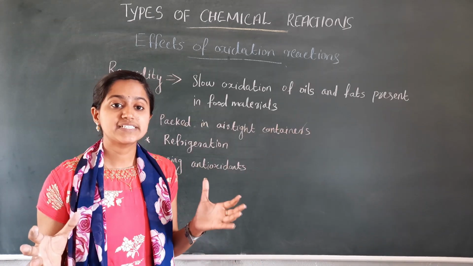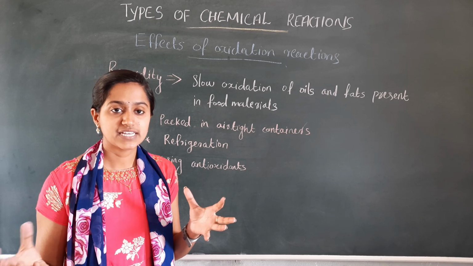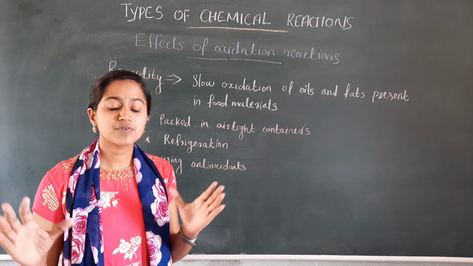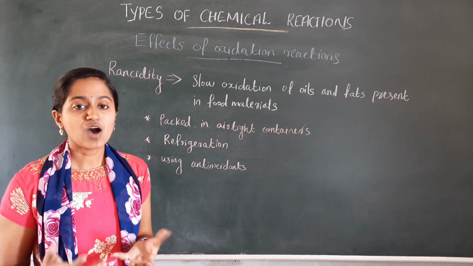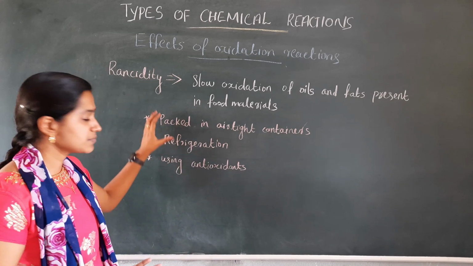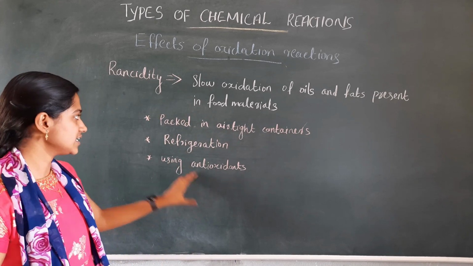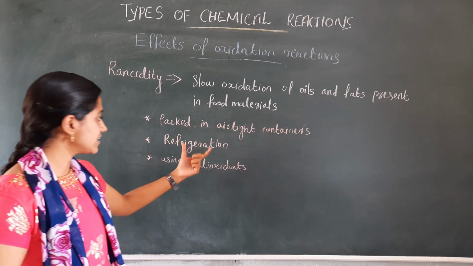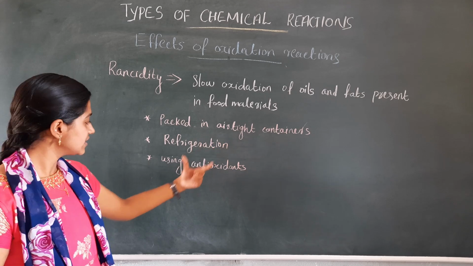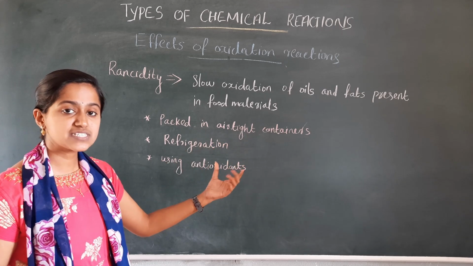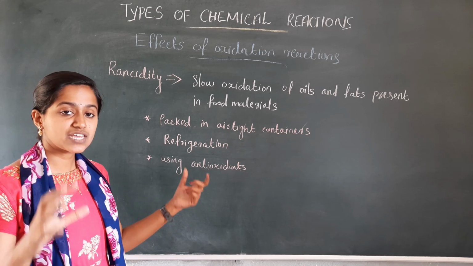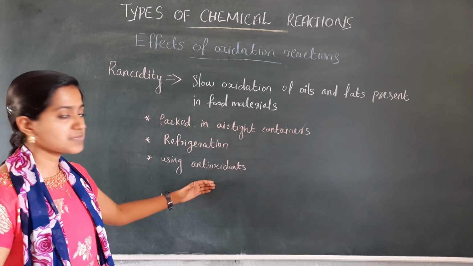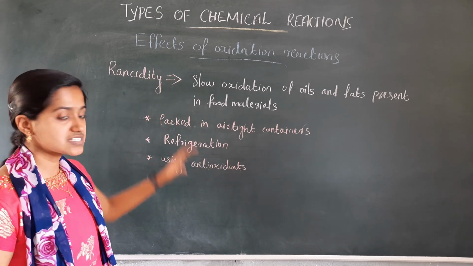We know that food material contains a large amount of oils and fat. When this undergoes oxidation, it results in a bad smelling compound. This process is called rancidity. So how can we prevent rancidity? There are different measures used to prevent the process of rancidity. The first one, we can pack the food material in airtight containers. The second one is refrigeration. The third one, we can use antioxidants, where anti means against. We can use substances which prevent oxidation, which we call antioxidants. So these are the three measures that we can use to prevent rancidity.